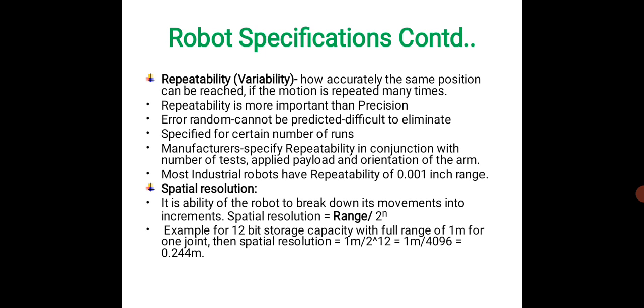Then the final thing is spatial resolution. Spatial resolution is how the robot could break down its movements into increments. Normally we have a range that is specified for spatial resolution. You can even define it as range divided by 2 to the power n, where n is the number of movement steps, or how finely it could break down.